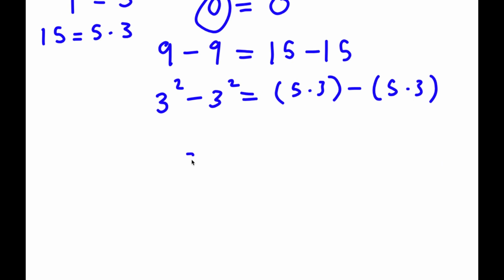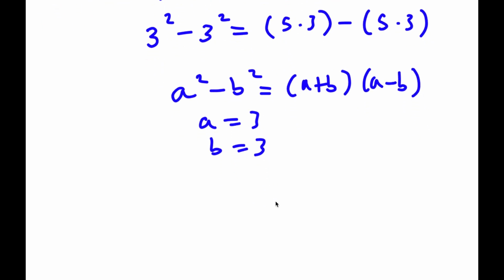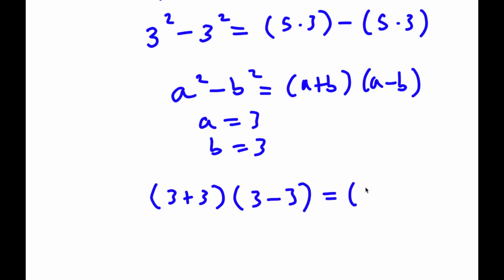Now, if I have something in the form a squared minus b squared, this is equal to a plus b times a minus b. So in this case, I have 3 squared minus 3 squared, and a is 3, and b is the same thing as well, 3. So now I have 3 plus 3 times 3 minus 3 is equal to 5 times 3 minus 5 times 3.